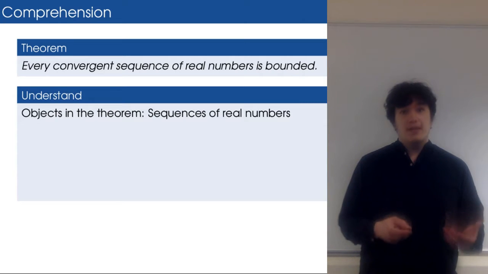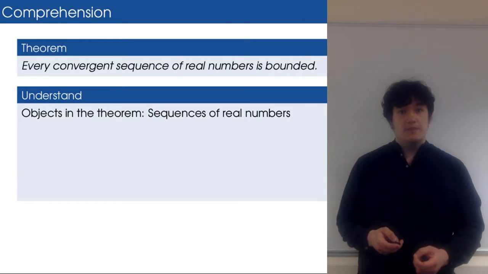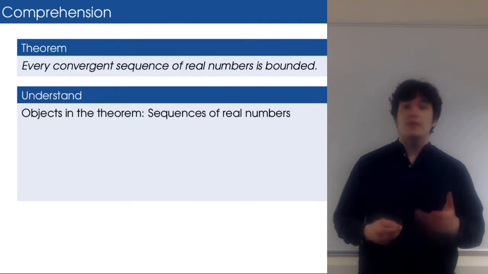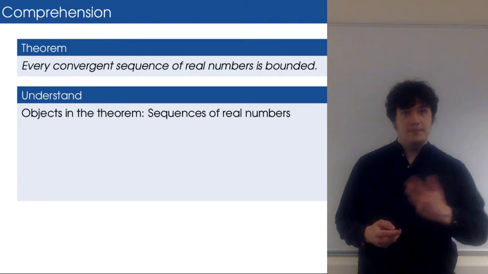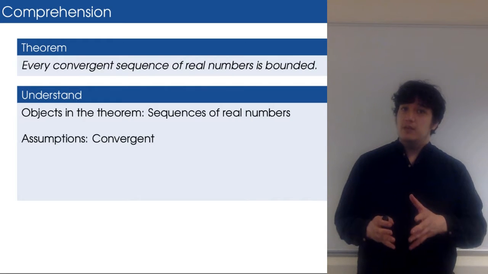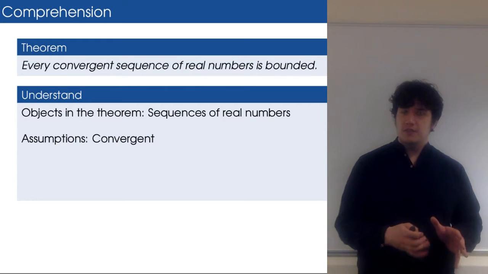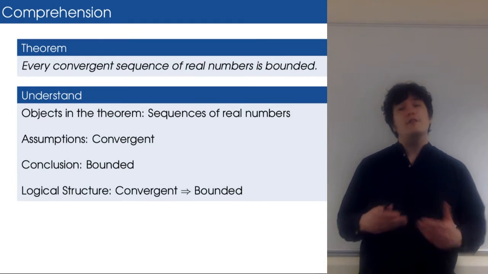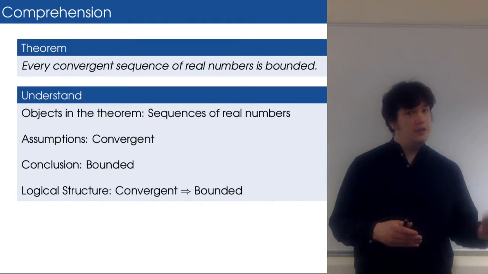The objects are quite clearly sequences of real numbers, which are, for every natural number, a real number. We're assuming that that sequence is convergent and we're concluding that it's bounded. So this has a very simple logical structure of convergent implies bounded.